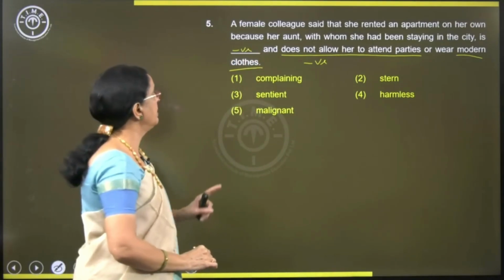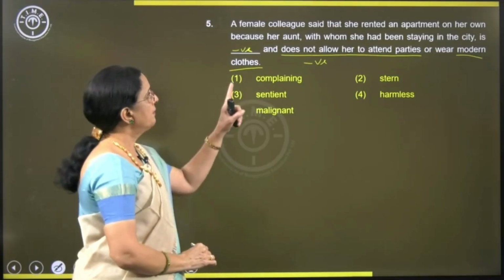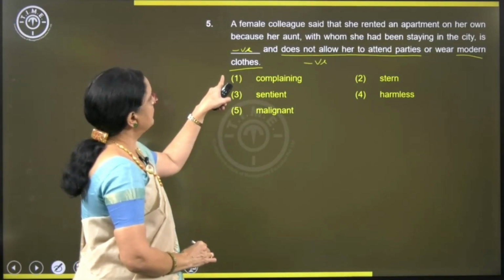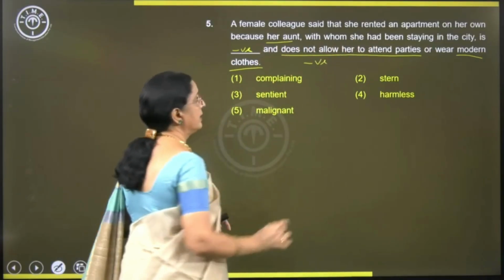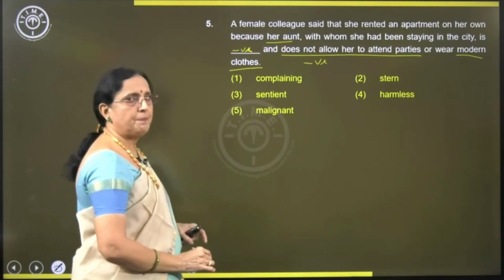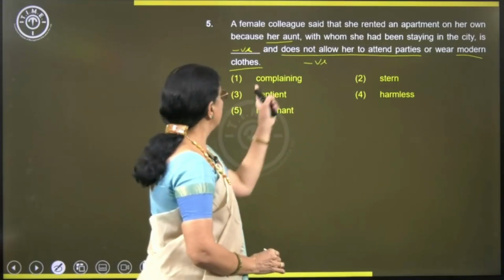Right. Keep that in mind. Now let's look at it. What is the word? Look at the choices. Fine. Is complaining. Right. Aunt. Her aunt. No need to read all that. Her aunt is complaining. Complaining does not go with not allowing her to attend parties or modern clothes.